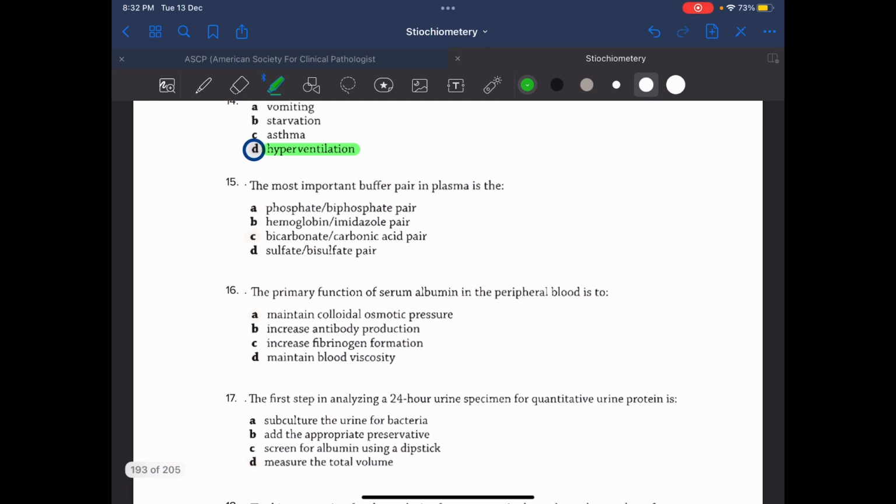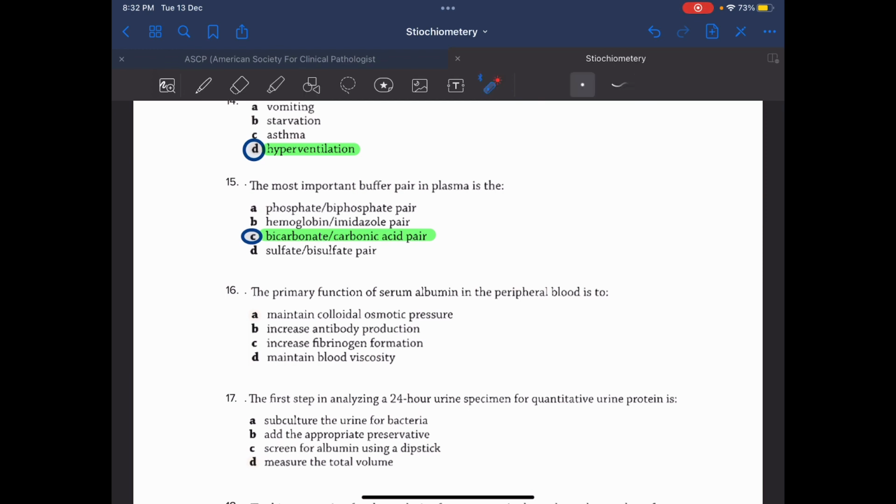Question number 15. The most important buffer pair in plasma is the phosphate biphosphate pair, hemoglobin imidazole pair, bicarbonate carbonic acid pair, or sulfate bisulfate pair. The correct answer is the bicarbonate carbonic acid pair. So the correct answer is C.